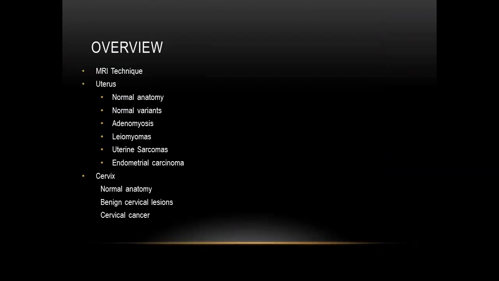So to start, this is a brief overview. We will talk briefly about MRI technique, the uterus, normal anatomy, normal variants, adenomyosis, leiomyomas, uterine sarcoma, endometrial cancer, the cervix, normal anatomy, benign cervical lesions, and then cervical cancer.